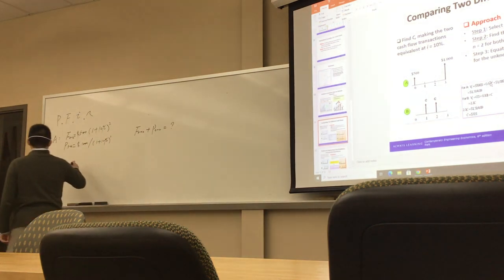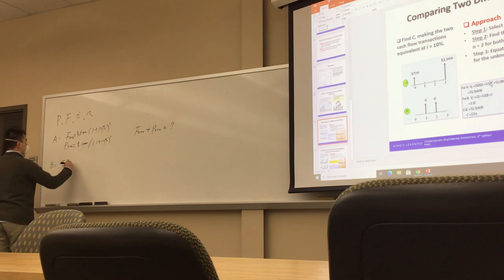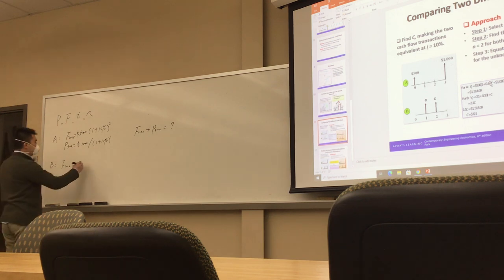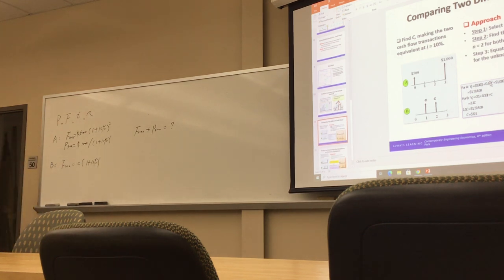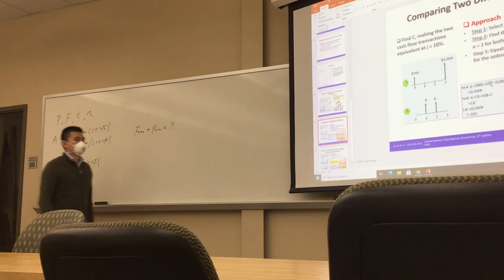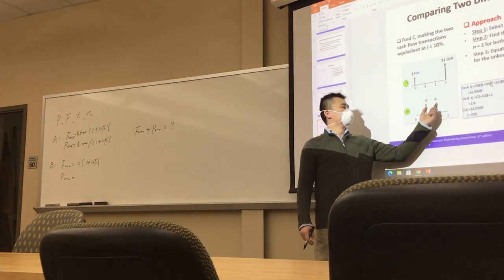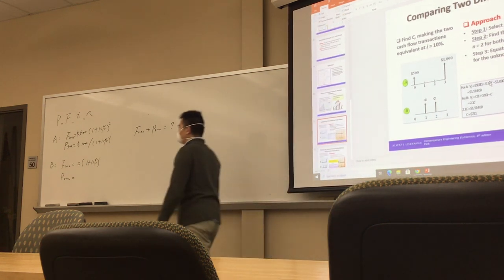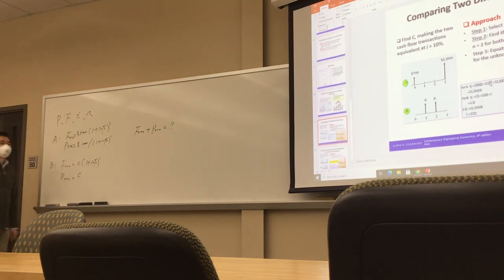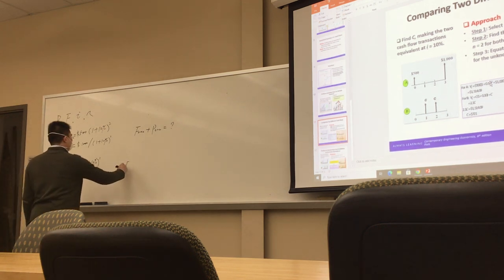Then the future worth from 1 to 2 equals C. Right now we don't know C, we just put C there. Then times 1 plus 10%, to the power of 1. And then the present value at 2, I want to calculate the value of this at this year, so it will be the original C. And then for B, we add this together.